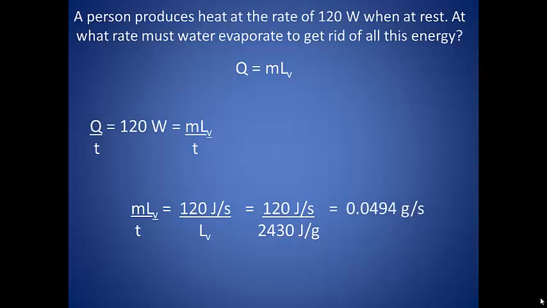Okay, so grams per second doesn't really give us a good idea of how much that is. If we convert it to grams per minute, we find that we lose about 3 grams per minute. This seems like it would be reasonable. 3 grams isn't probably something you would notice on a normal day if you were at rest.